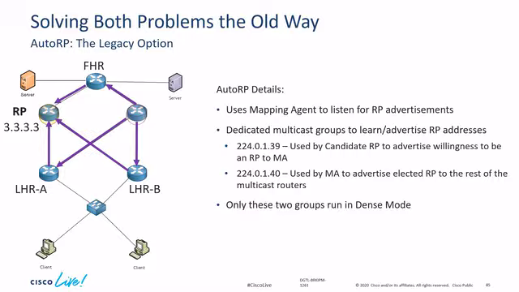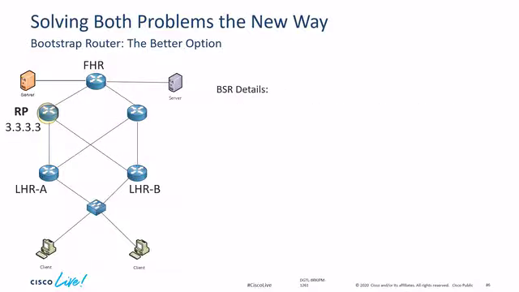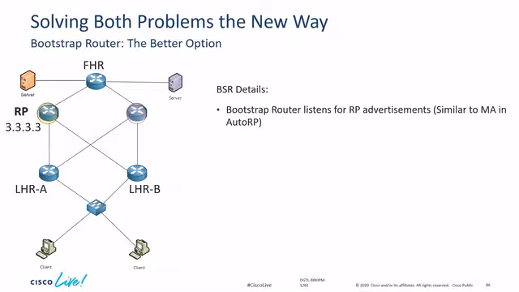Now this is kind of a dirty way to do it. This was the first way we did it, and it works. But there's a better way now. And that better way is using something called BSR, or Bootstrap Router. Now, the Bootstrap Router is actually very similar to how the mapping agent works. And again, the BSR solution is the standard, the IETF standard.